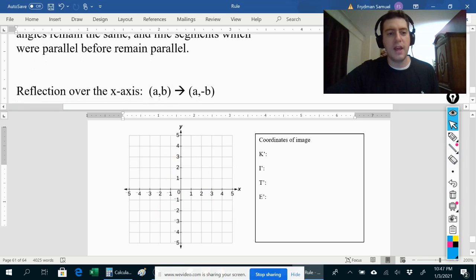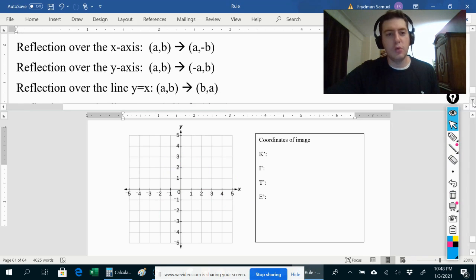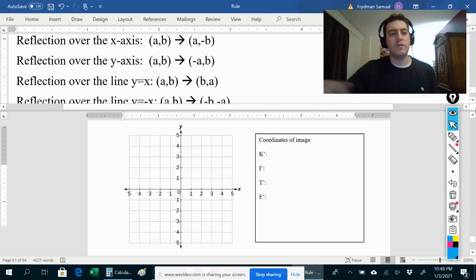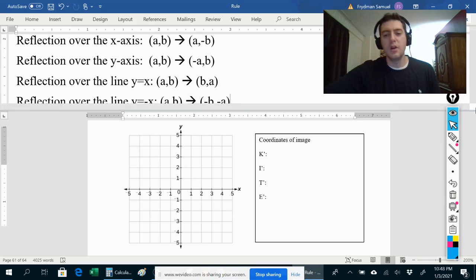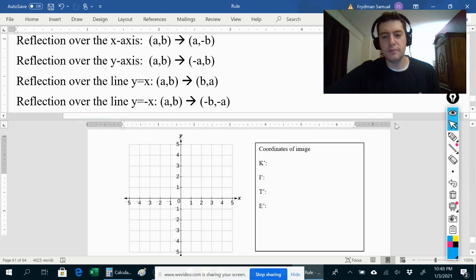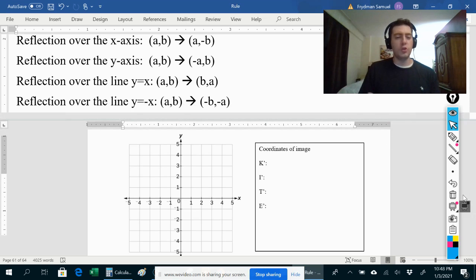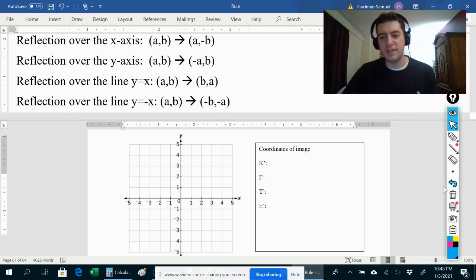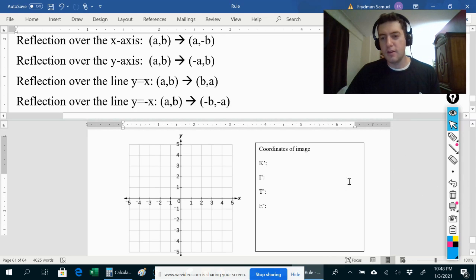Okay, so moving along here, I'm just going to erase all of this now and talk about what happens if we do a reflection over the x-axis, over the y-axis, over the line y equals x, and over the line y equals negative x. I'm not going to do a whole shape. I'm just going to do one point at a time.